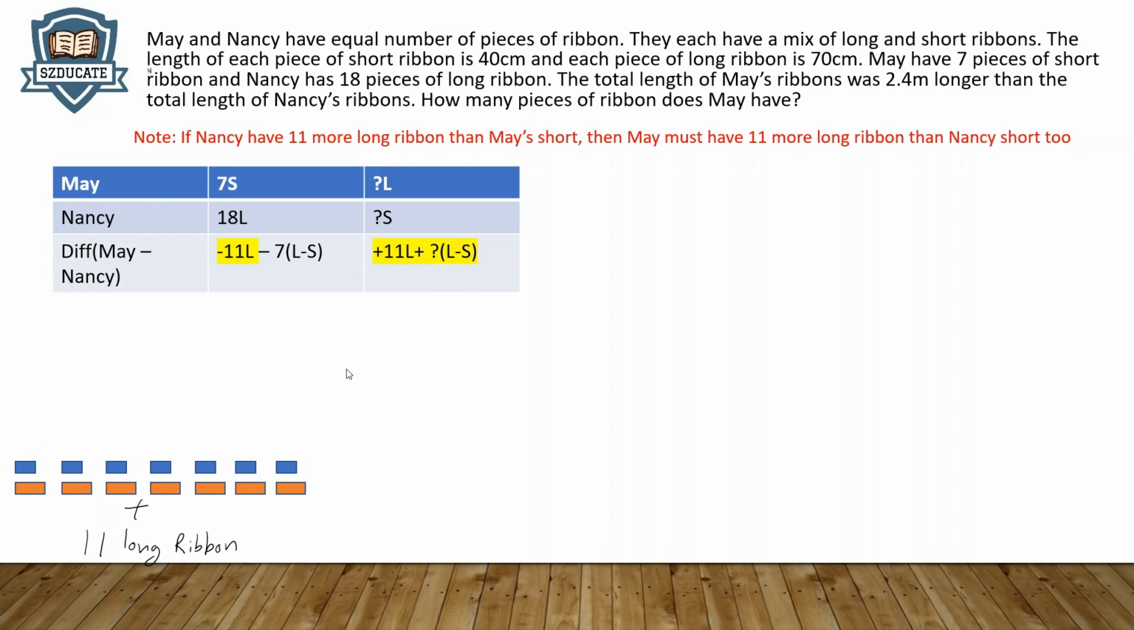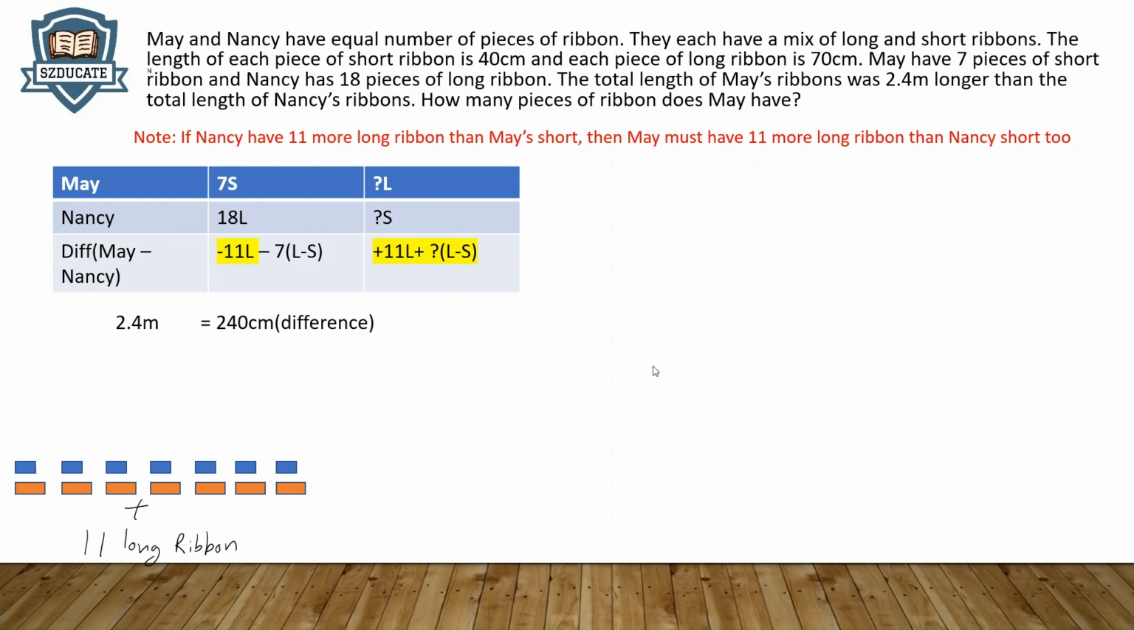If you are not able to catch this part, pause the video, put in some imaginary number for this long and short. Just make sure that the total number of the short and long that May has is equal to the total number Nancy has. And then you can see for yourself what I mean by 11 long and then a certain packet. All right. Now, what is the gap?